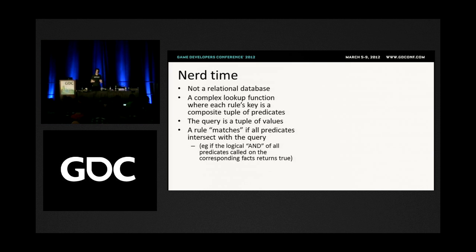Computer scientists would say what you have here is a monadic lookup database. It's a bunch of rows. Each row has exactly one key and one value, except the key is a complex predicate function. It is a tuple of predicates, each of which has to be true for the whole rule to match. What does that mean? It's a whole bunch of functions that all of them have to return true.